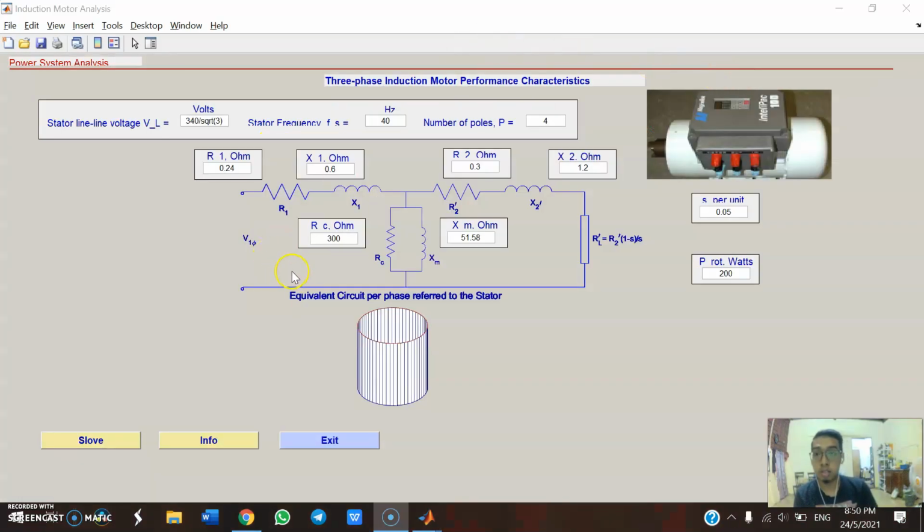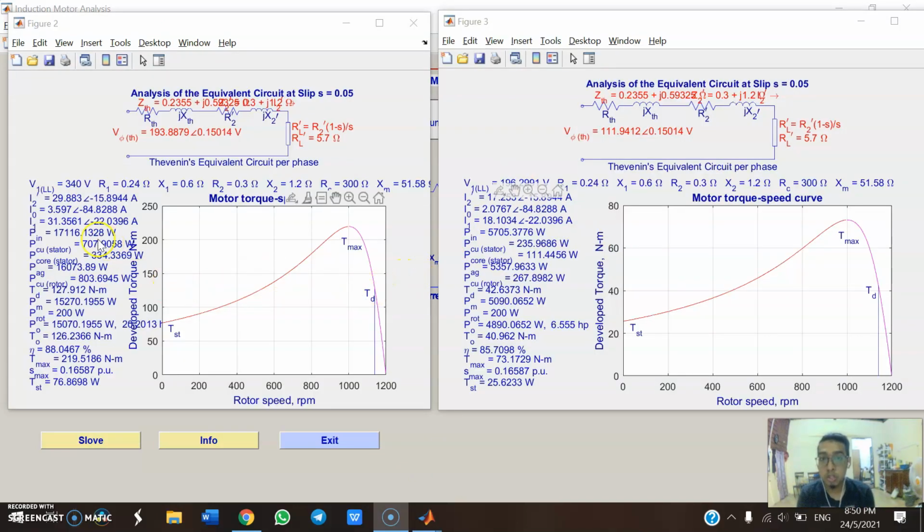Okay, for the second set for part 2, I try to change the value of line to line voltage from 340 to 340 of square root of 3. The result is like this. We can see that if we change the value of the line to line voltage, these two graphs have the same shape of slope.